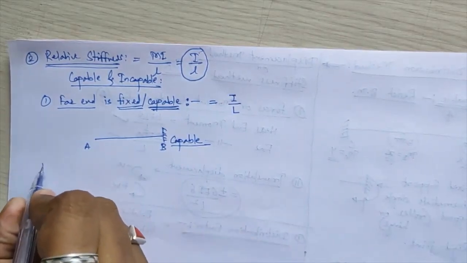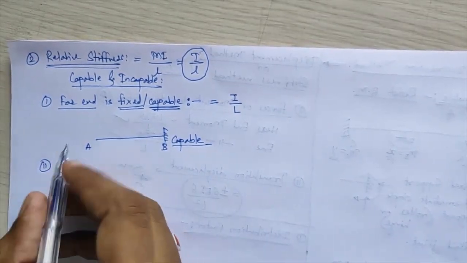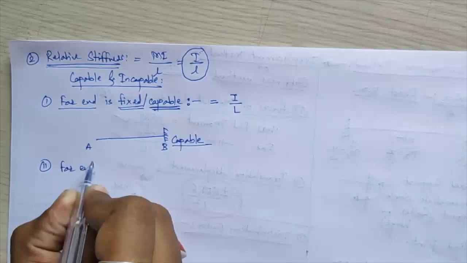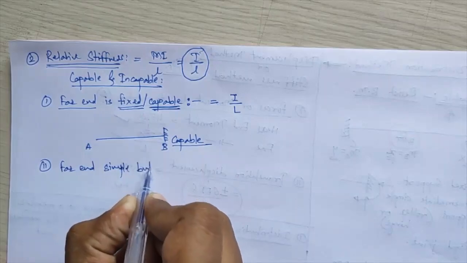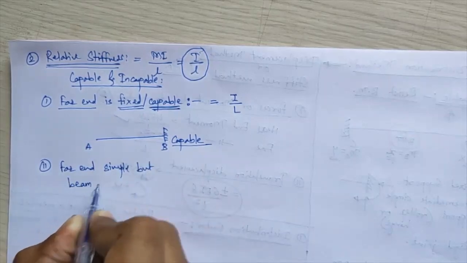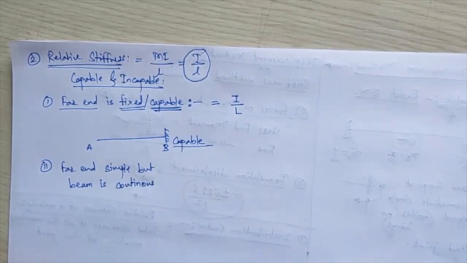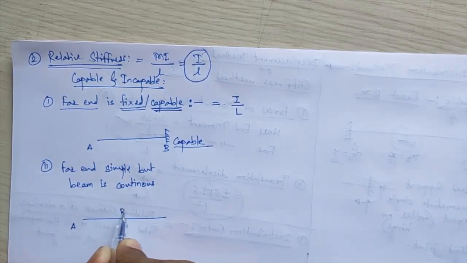Now we'll see the second capable support, the intermediate type of hinge. So the second case I am considering is a simple far end, but the beam is continuous further, or whatever member you consider is continuous further. That means I am considering a case like this: suppose A, this is your joint B and this is your joint C. So you are transferring moment from A to B and B to C.